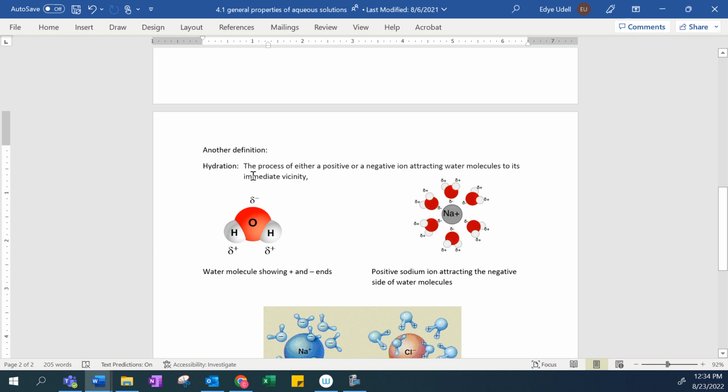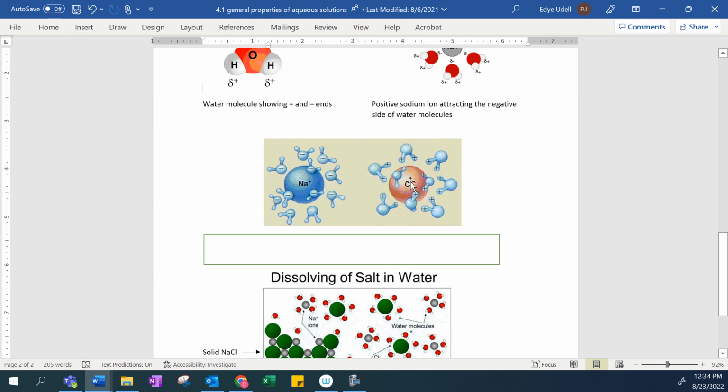Okay. There's another thing here, hydration. Hydration occurs when this is a water molecule. These delta pluses and delta minuses are just showing you that a water molecule has a negative and a positive end. So hydration occurs when water molecules surround a substance. In this case, this is an ion. And when we have an ion that's positive, the negative side of the water will surround that ion. Here you'll see that same thing, the negative side of water will surround a positive ion, and the positive side of water would surround a negative ion.